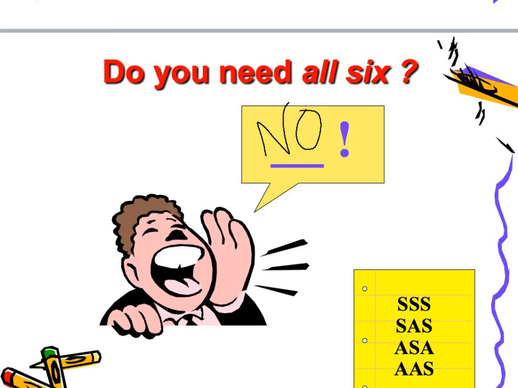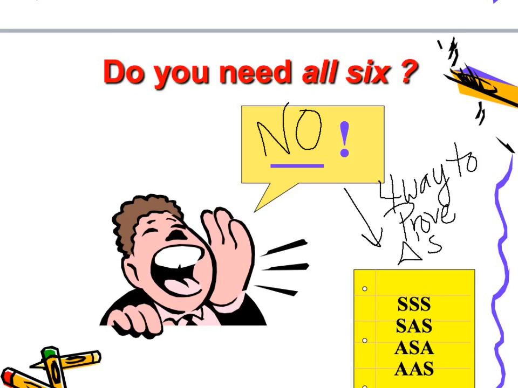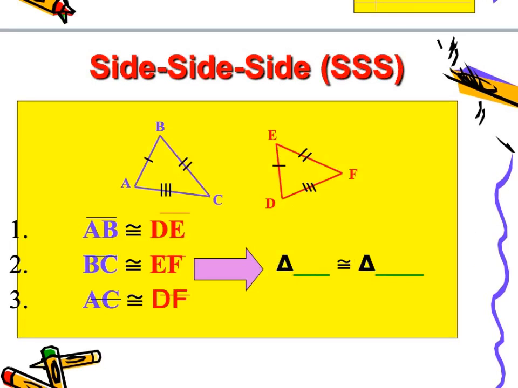There are 4 different ways, and they're right here at the bottom. There are 4 ways to prove triangles congruent. And these are the abbreviations. SSS stands for side, side, side. SAS stands for side, angle, side. ASA, angle, side, angle. And AAS, angle, angle, side. So we're going to go through what that means right now.